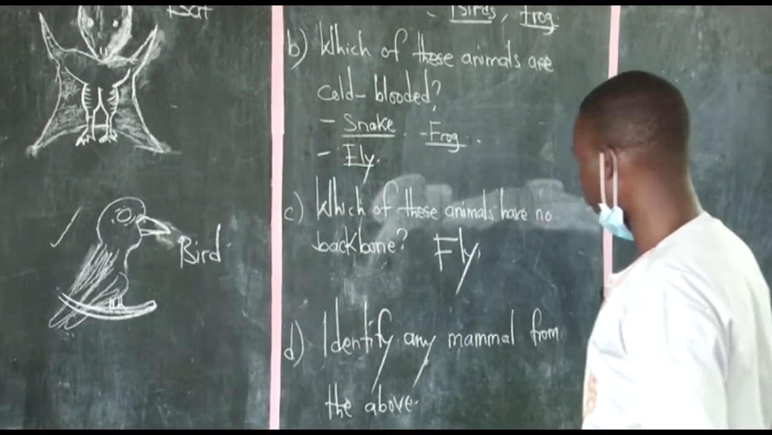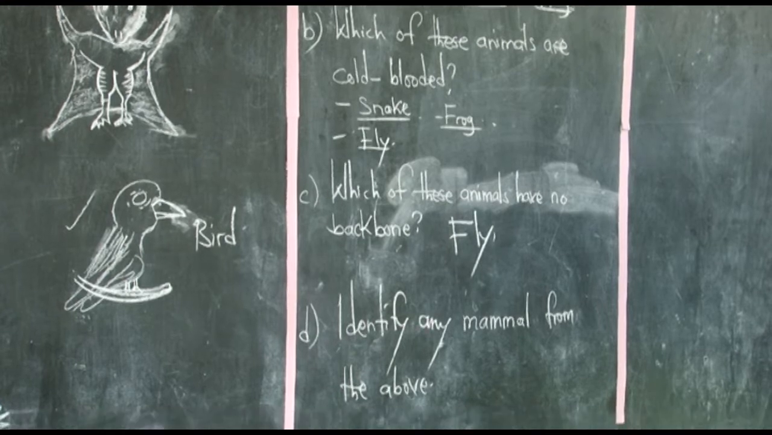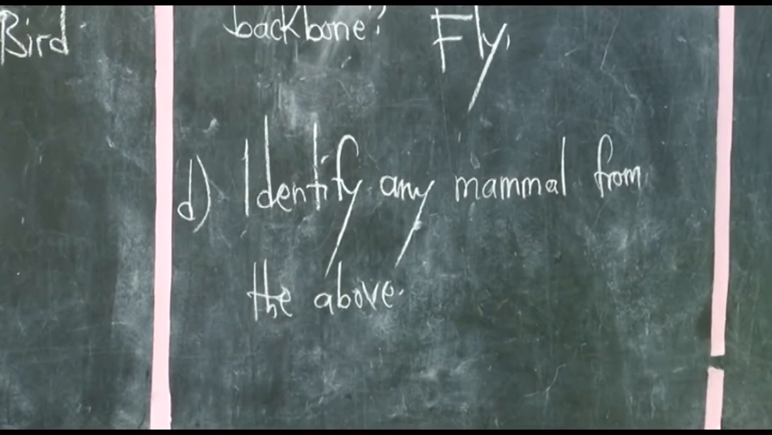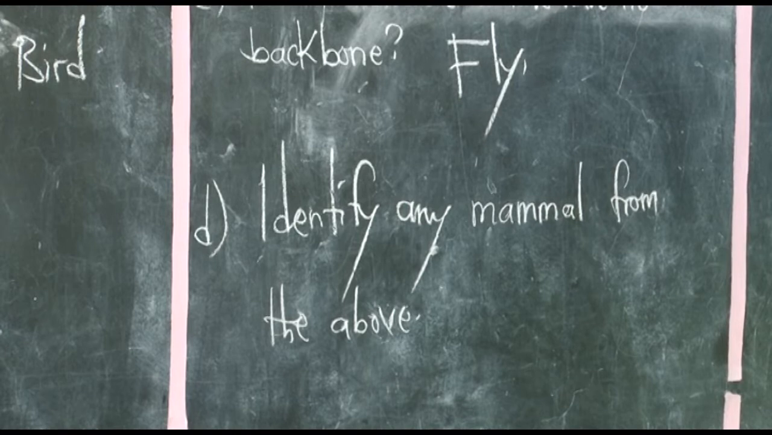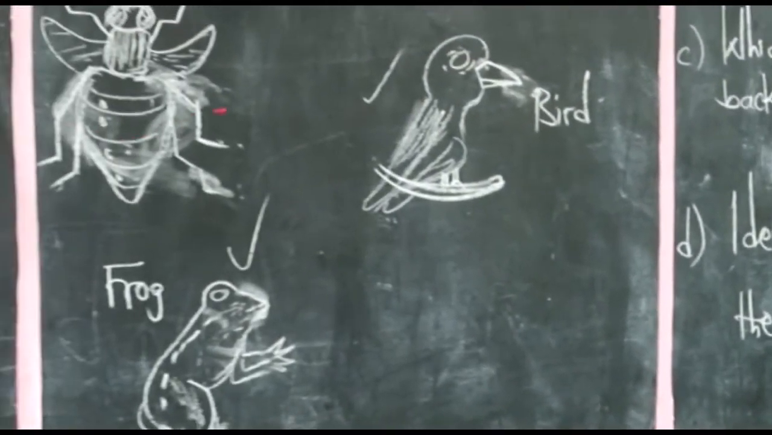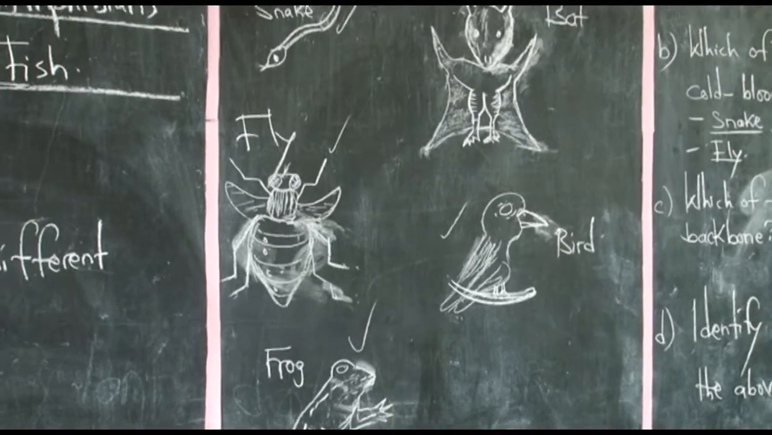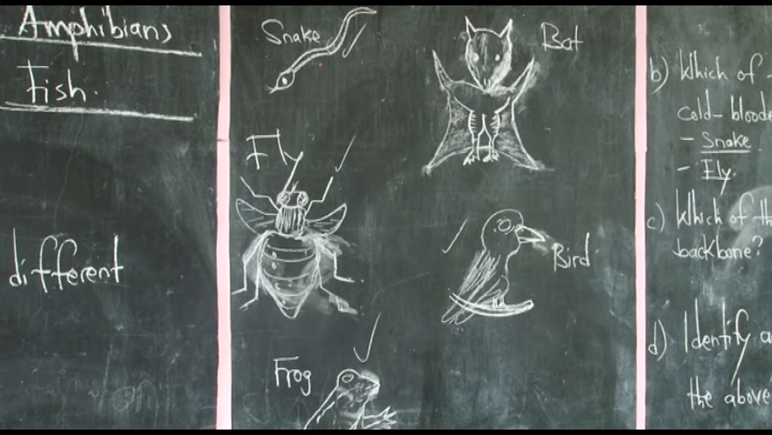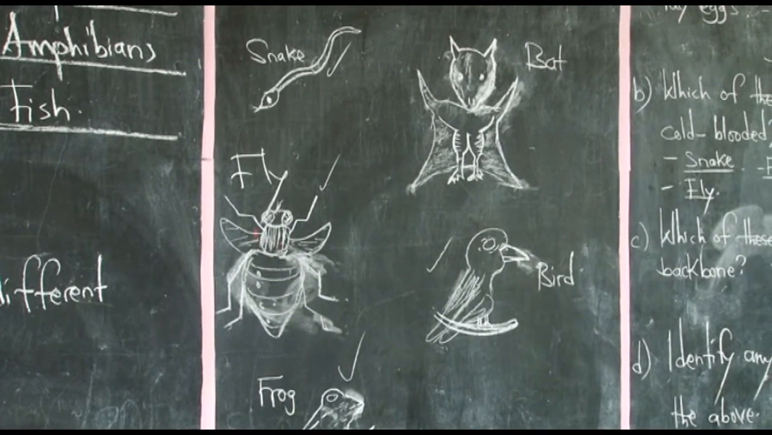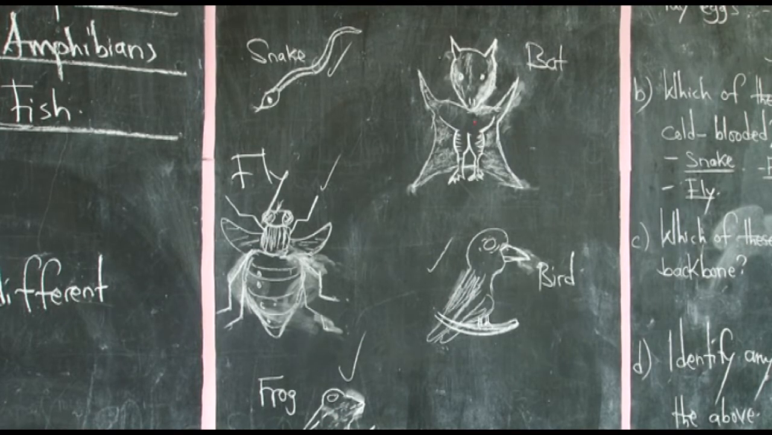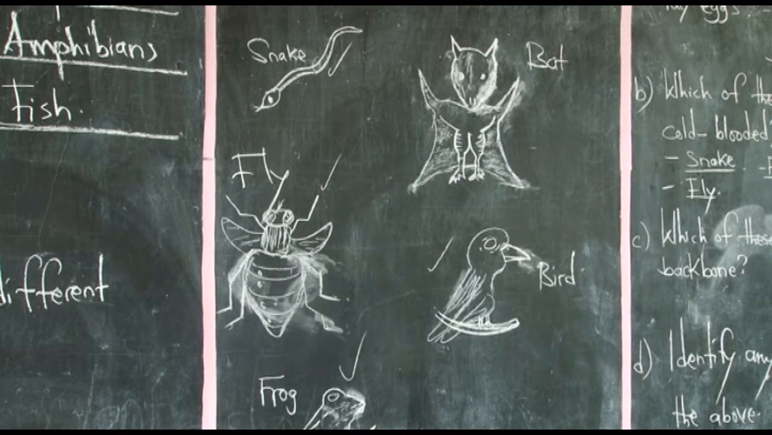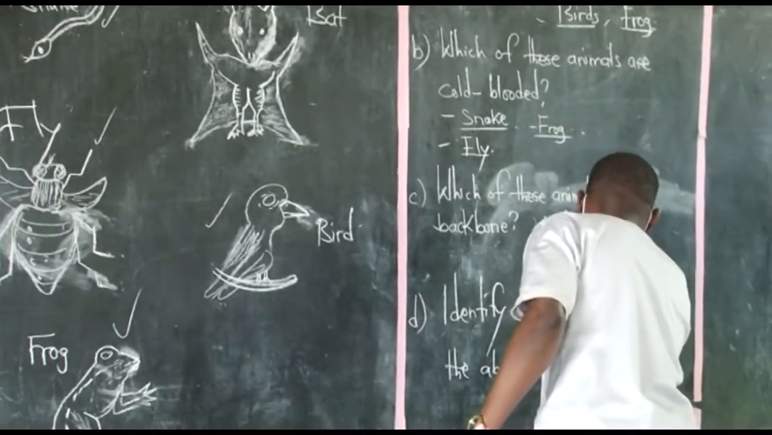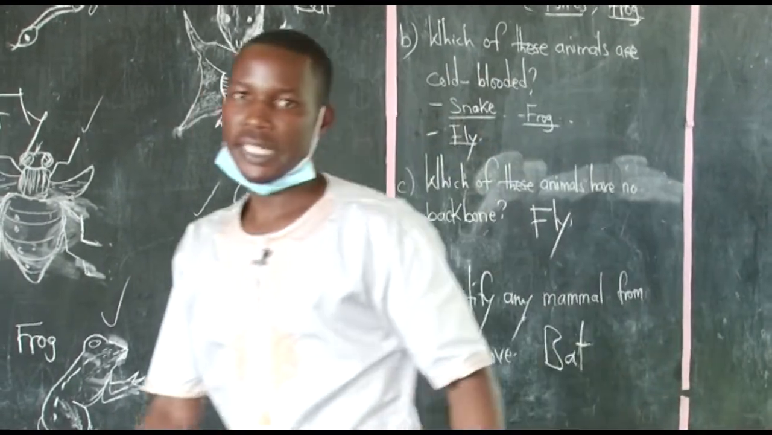And then last number, D, identify any mammal from the above diagrams. So look at these animals here. Which is the mammal? Because we had different features of mammals, okay? Mammals have hairy bodies, they produce young ones alive, they feed young ones on breast milk. So look at the bat here, compare with a snake. This lays eggs, the fly lays eggs, this lays eggs, these lay eggs. Look at mammals. Mammals produce young ones alive. So for a bat, we can classify it as the only mammal in this group here. Yes, good. And this is the only flying mammal which we can simply mention.